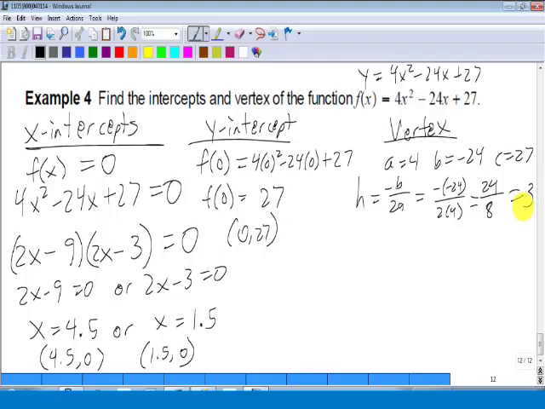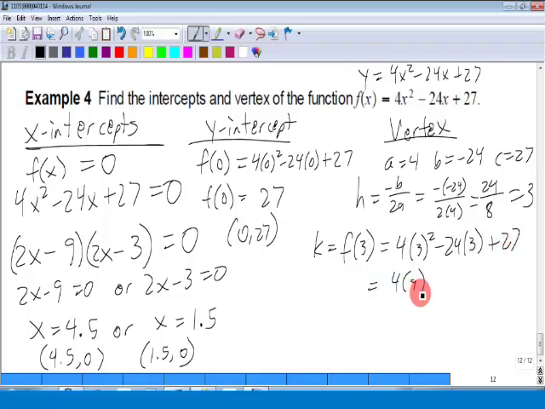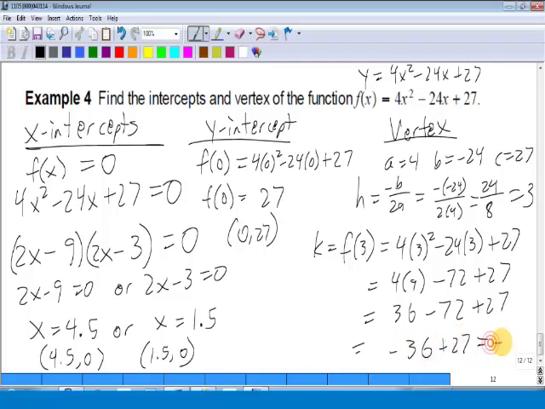If we have the x-coordinate of a point on the graph of a function, how do we find the y-coordinate? Substitute it in. F of 3 is going to be 4 times 3 squared minus 24 times 3 plus 27. That's 4 times 9 minus 72 plus 27. It's 36 minus 72 plus 27. It's negative 36 plus 27. So the vertex is 3, negative 9.